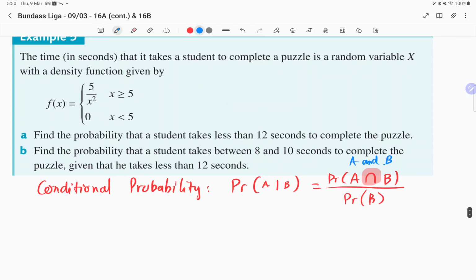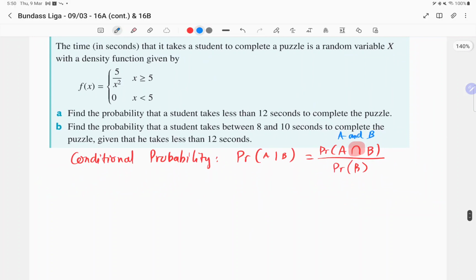So let's see how we work out this example 5. And once again, just see how I work it out first. Try to understand it because you have to redo this example before you go to the exercises. The exercise is very similar to this one, so you just redo this one first.